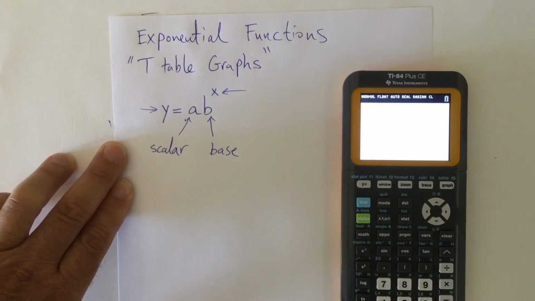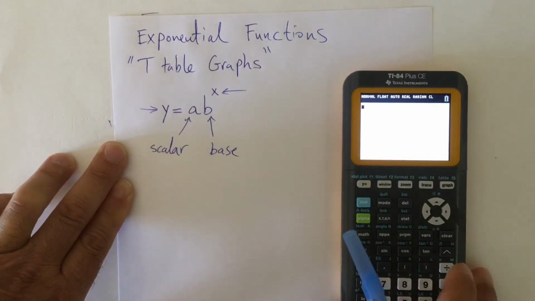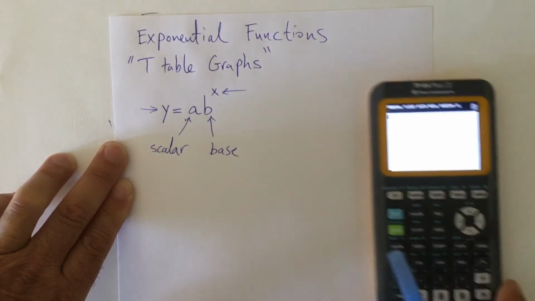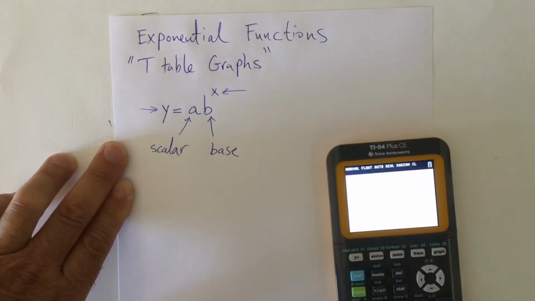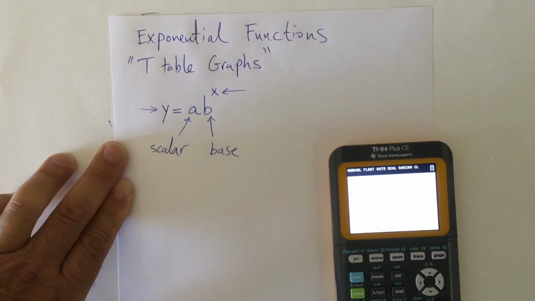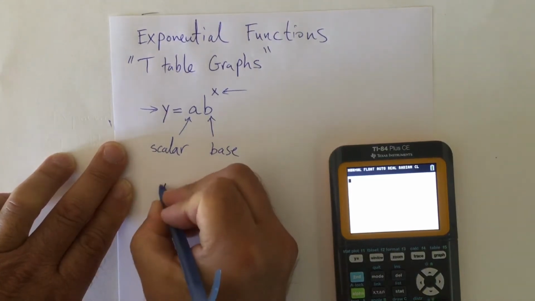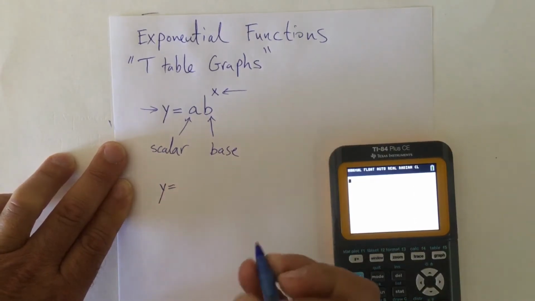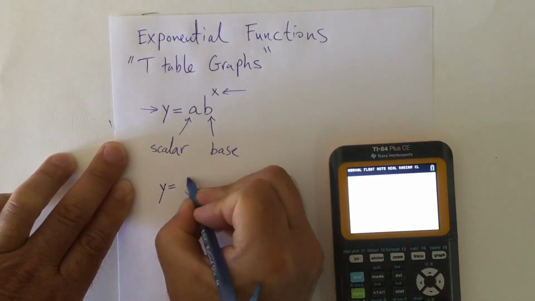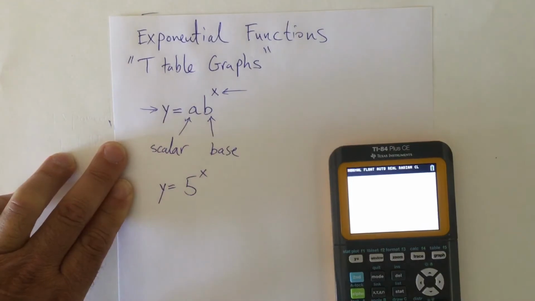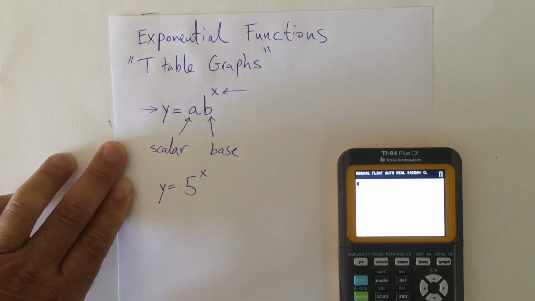And what you're going to find is every exponential graph has the same type of look to it. It really does. So part of what we're doing today is trying to get used to what they always look like. So here we go. I'm going to start with one where I say y equals 5 to the x. This is going to be my first example. So I want to draw a picture of this thing.